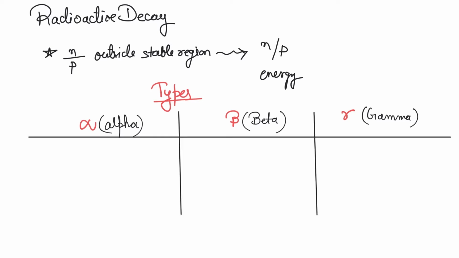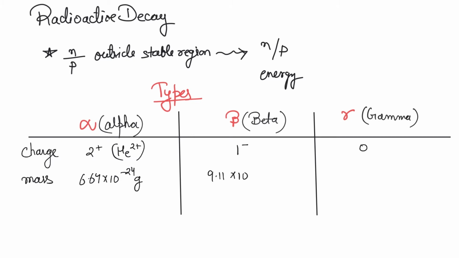These three types of decay differ in, let's say, the first thing, that is charge. So alpha is +2, and if you talk about beta, that is just like emitting out an electron, so a -1 charge. Gamma has got no charge, it's just electromagnetic energy. The mass of alpha, that is of a He2+ particle, is 6.64 into 10 to the power -24 grams. Beta is about that of an electron, and gamma again, it's just energy.